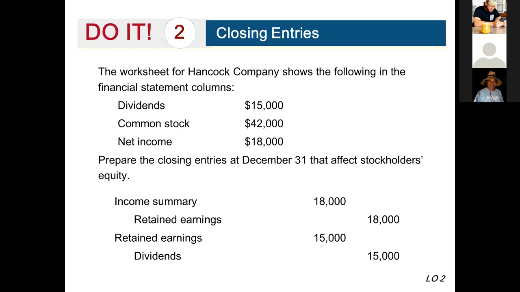instead of the capital account. And you would close out the dividends that were paid to the retained earnings account instead of to the capital account. So this first entry will increase your retained earnings, and this second entry will reduce your retained earnings. So what is the net increase in the retained earnings account? How much did the retained earnings increase for this period? $3,000. So the company's retained earnings, which is part of the stockholders' equity, went up by $3,000.